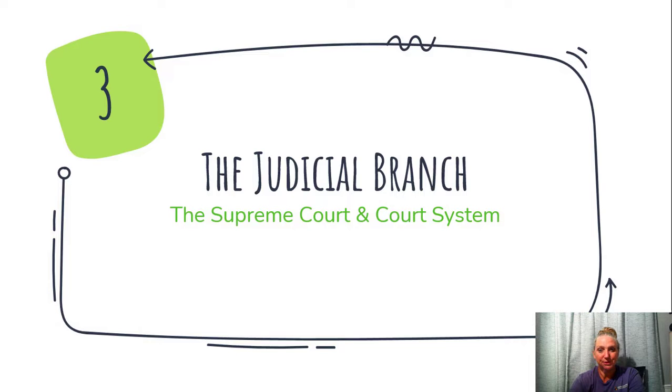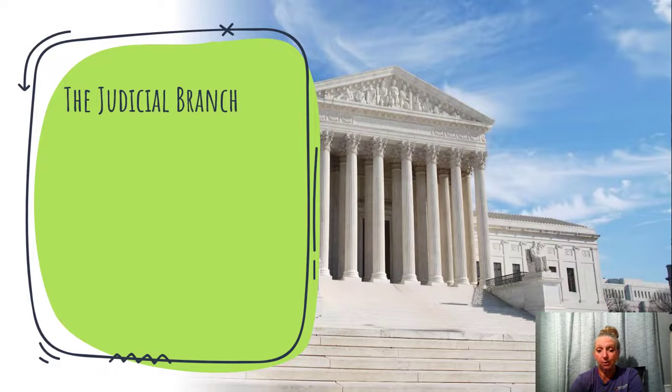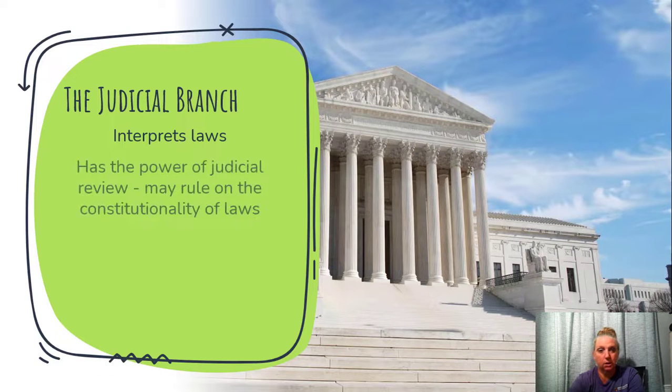All right, last branch we're going to talk about today on our separation of powers is the judicial branch. So the judicial branch is the Supreme Court and the lower federal courts, and there are 2 levels of lower courts. So the judicial branch's job is to interpret the laws. These laws that we have passed, what do they mean? What does it mean that car manufacturers have to have seatbelts? Okay, what does that mean? They're going to interpret those laws.